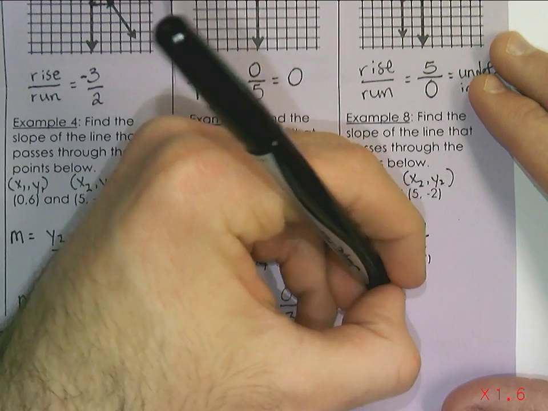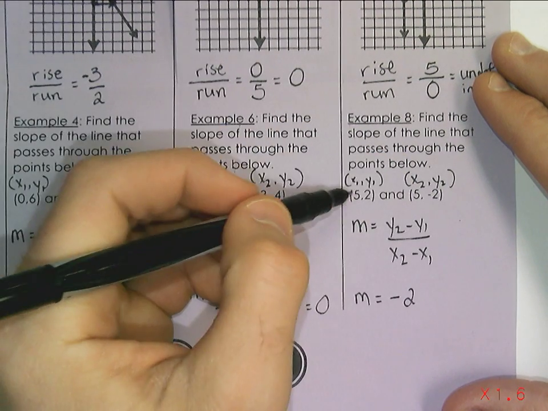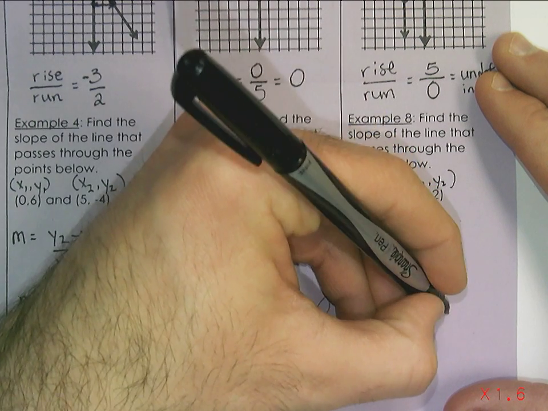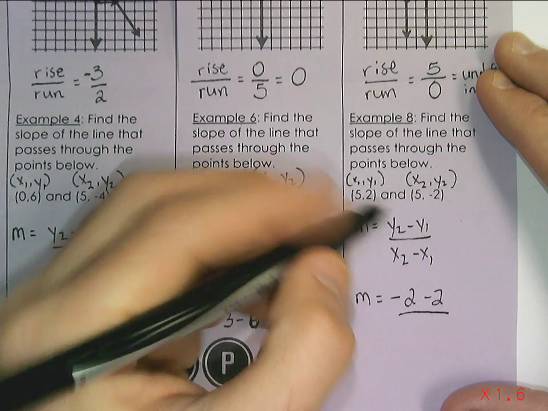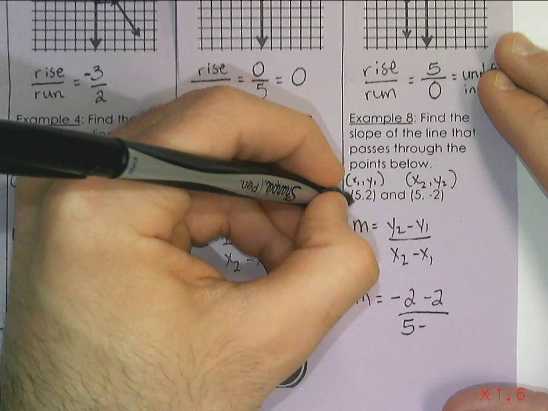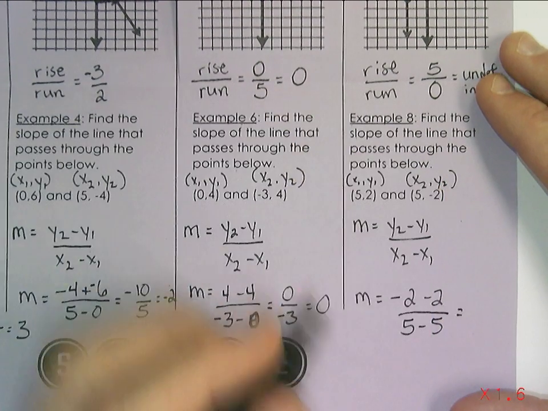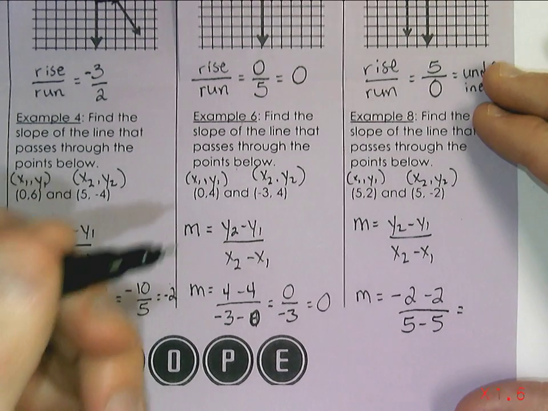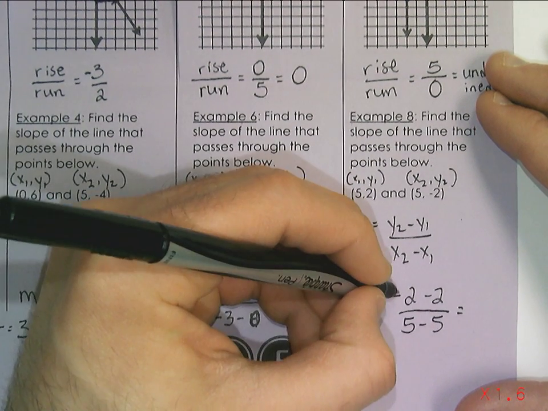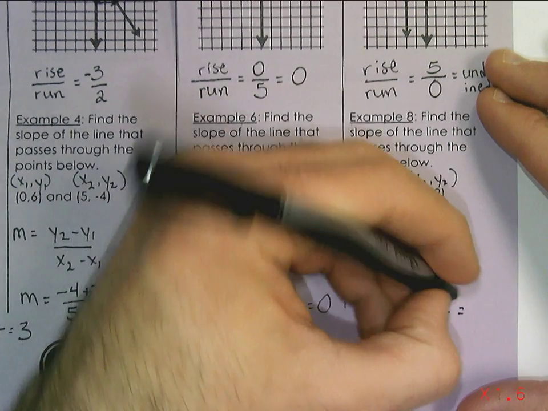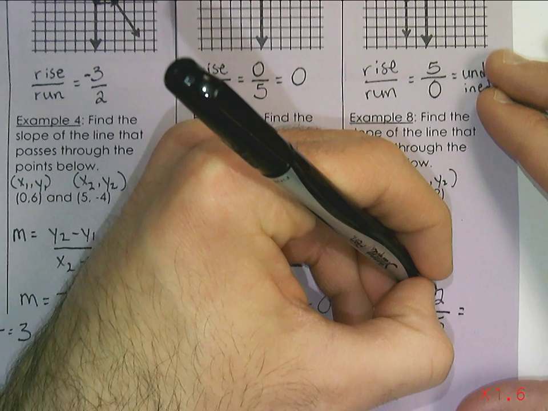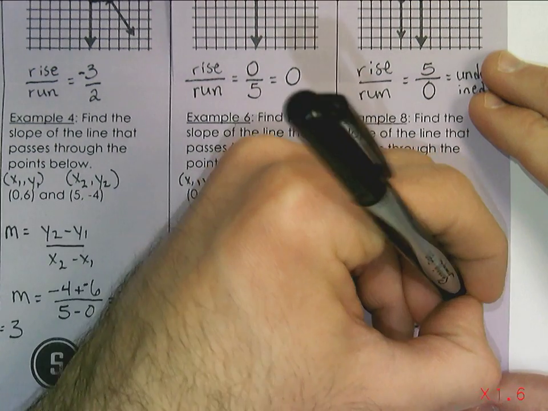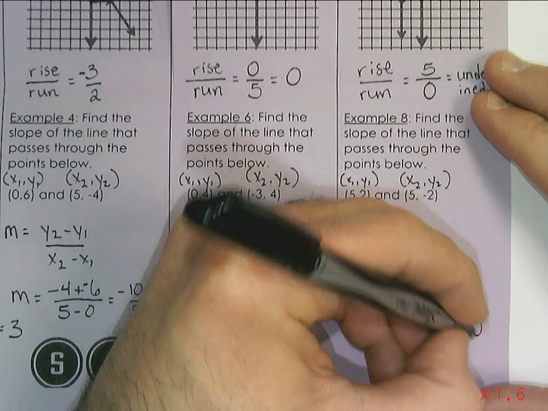y2 is negative 2. y1 is 2, so subtracting 2. 5 would be x2 minus 5, which is x1. We should get, well, on the top, let's remember integer rules. We're subtracting. That's keep, change, change. That applies to any type of subtraction. Keep the sign of the first number, change the sign of the operation in between, and change the sign of the second number. Negative 2 plus negative 2 would be negative 4. 5 minus 5 is 0.